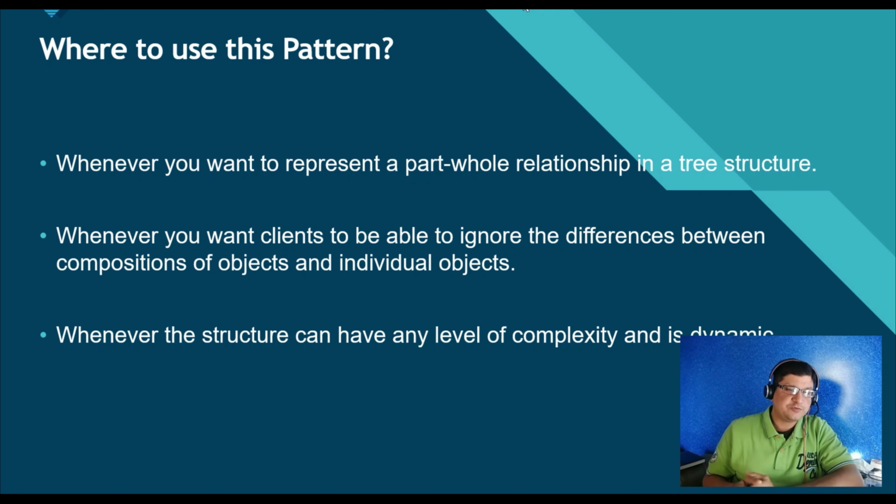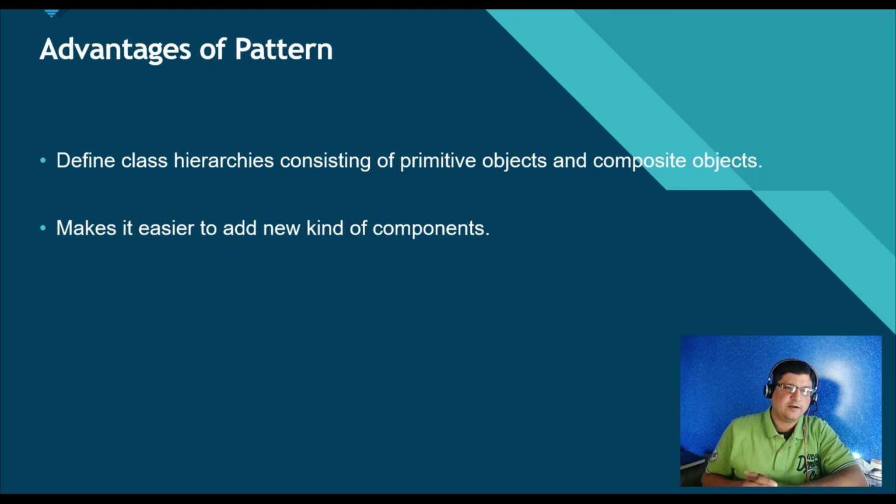Now let's see where to use the composite design pattern. Whenever you want to represent a particular relationship in a tree structure, at that time we can use it. When you want the client to be able to ignore the differences between compositions of objects and individual objects, at that time you can use this pattern. Whenever the structure can have any level of complexity and it is dynamic, at that time you can use the composite design pattern.